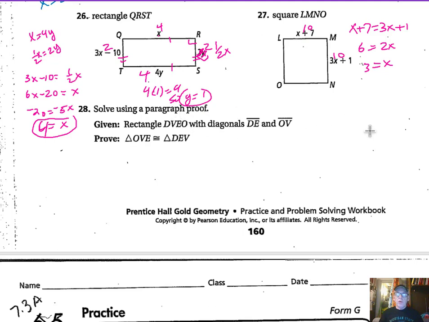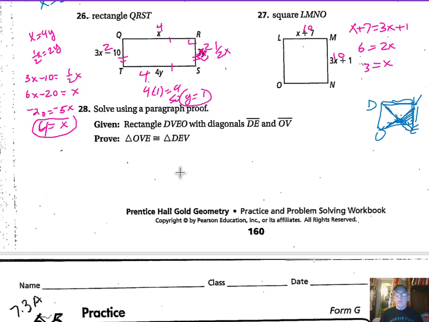And we won't really bother doing this paragraph proof, but let's just go ahead and draw the diagram and see what we can see from it. So we've got a rectangle, and they're calling it DVEO. And diagonals are DE and OV. Prove that OVE, O to V to E, this triangle, is congruent to this one, DEV. It wants to show that these two triangles are congruent.